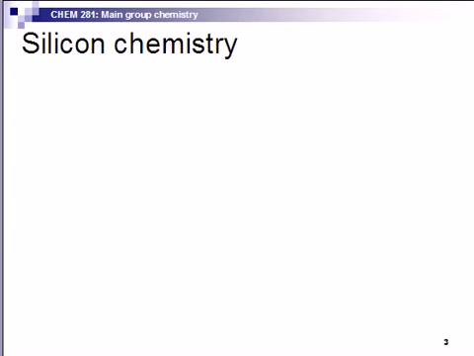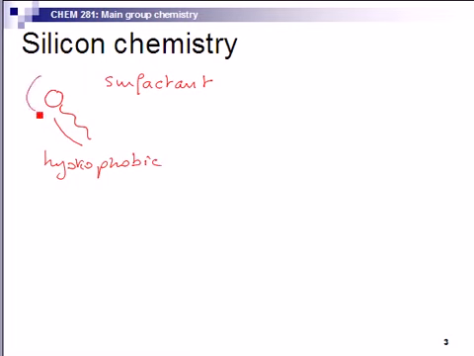Now, what happens when you have micelles in a solution? You remember that we spoke about what a surfactant is. A surfactant is a molecule that has the capability of being hydrophobic in the tail, and hydrophilic in its head. This part is hydrophilic.